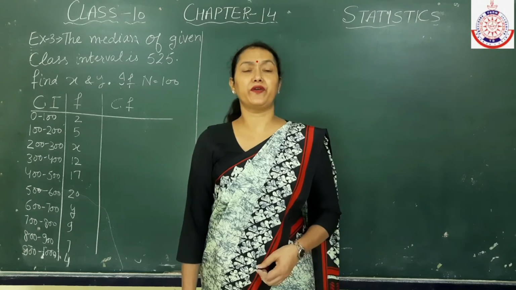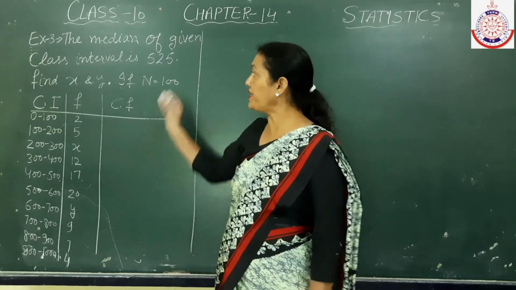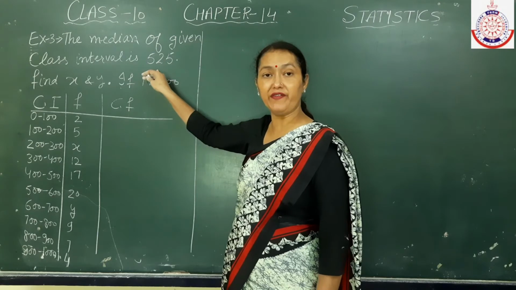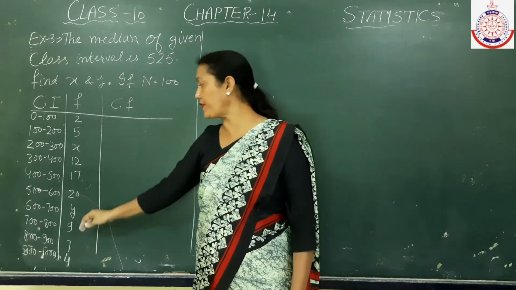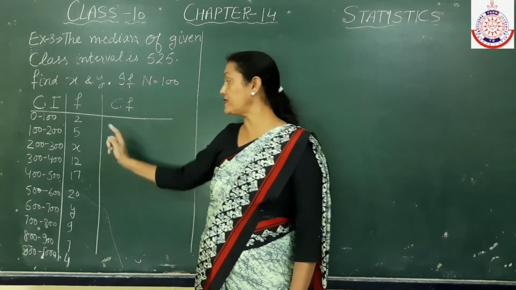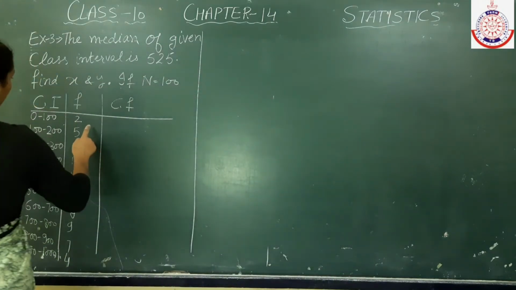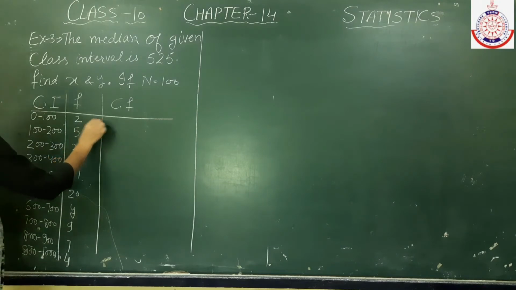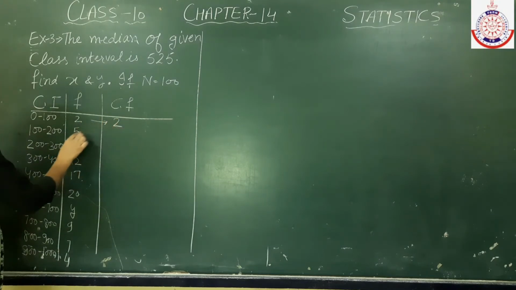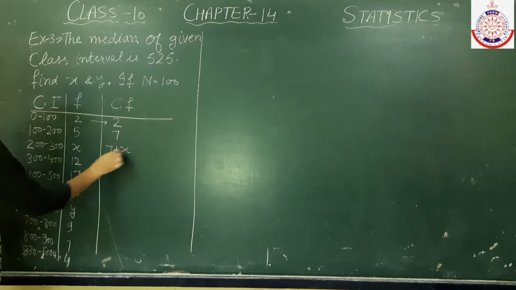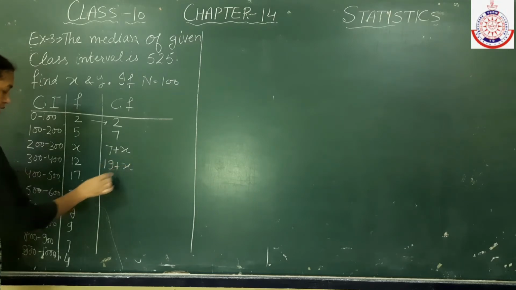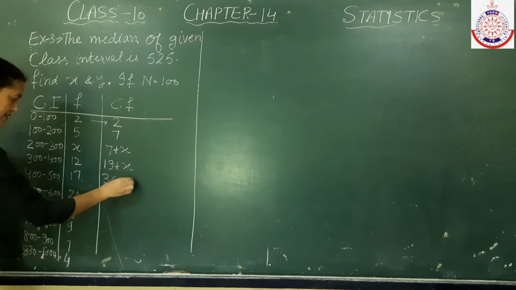Next very important category of questions. They have already given us median as 525, but some of the values of frequencies are missing. So we have to find these missing values. Steps are again same. Frequency is given to us. We have to calculate cumulative frequency. First value as it is. Then 2 plus 5, 7. 7 plus x. 7 plus x plus 12 means 19 plus x. 19 plus 17, 36 plus x.